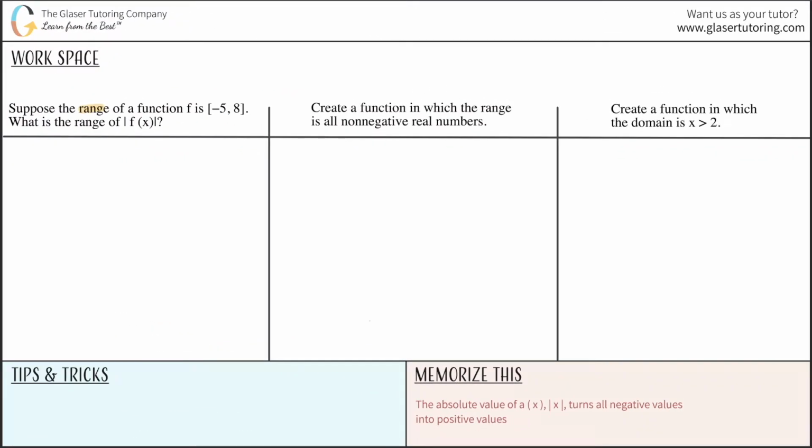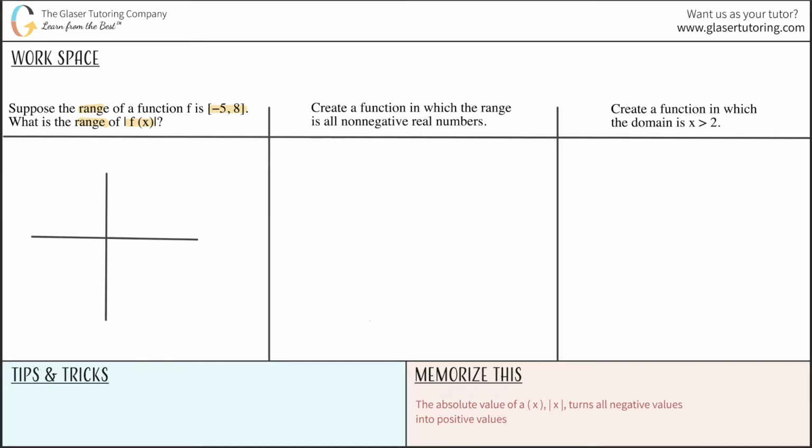Suppose the range of a function f is -5 to 8. What is the range of the absolute value then of f of x? All right, so this question seems a little challenging. I think what would make it easiest is if we drew a little graph, a little coordinate system.